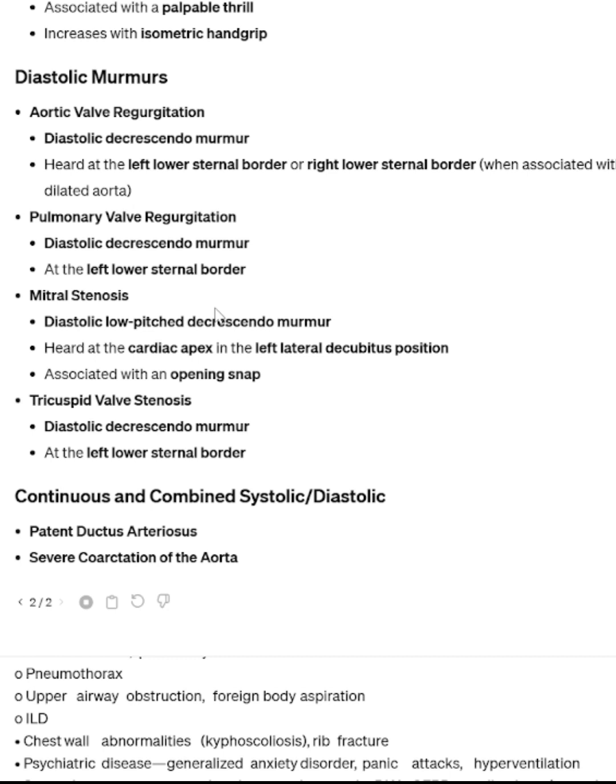or right lower sternal border when associated with a dilated aorta. Pulmonary valve regurgitation: diastolic decrescendo murmur at the left lower sternal border. Mitral stenosis: diastolic low-pitch decrescendo murmur, heard at the cardiac apex in the left lateral decubitus position, associated with an opening snap. Tricuspid valve stenosis: diastolic decrescendo murmur at the left lower sternal border.